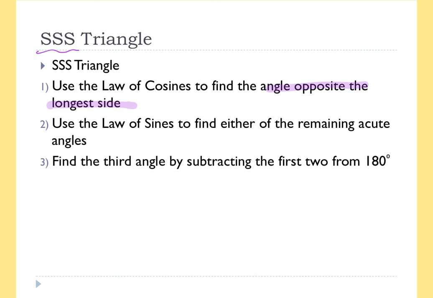Again, if you don't, you could create a false second triangle that doesn't exist. So start with the largest side, or sorry, the largest angle, which would be opposite the largest side. And then you can actually switch to law of sines, or you can continue with law of cosines. You could do either one.